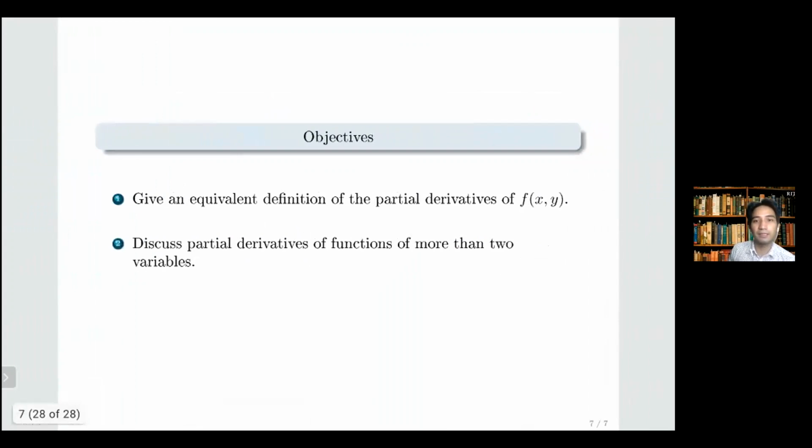So, hindi natin binigyan ng geometric interpretation yung partial derivatives of functions of more than two variables kasi unang-una, halimbawa pag meron kang u equals f of x, y, z, hindi na natin siya basta-basta mag-graph. So pwede nyo na lang siyang isipin as a rate of change. Okay? Wala na yung slope interpretation. Okay? For this video, ang ginawa lang natin is to give an equivalent definition of the partial derivatives, and to discuss partial derivatives of functions of more than two variables.